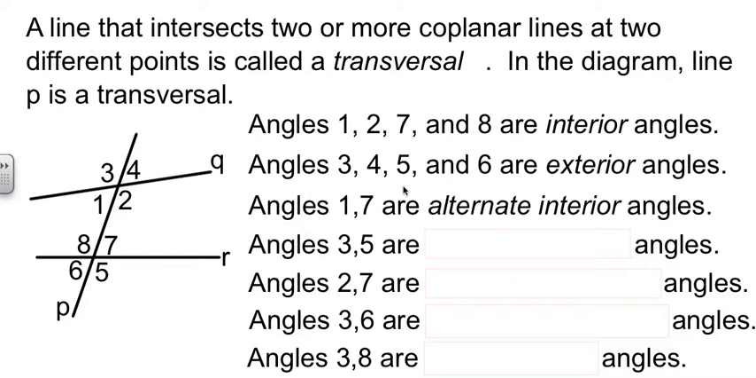I'm pretty sure you can guess what 3 and 5 would be called. They're on opposite sides of the transversal, one on the left, one on the right, and they're outside those lines. So that's going to be alternate exterior angles.